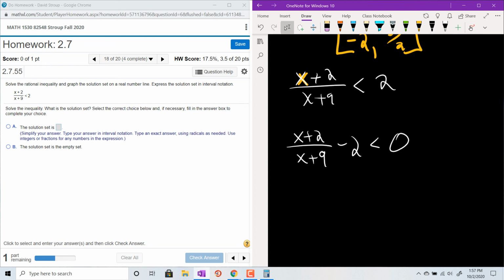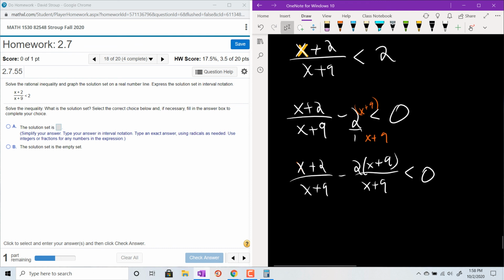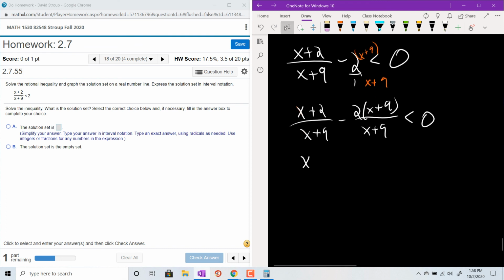Okay, and then I need the common denominator. So 2 is the same as 2 over 1. And then I need to multiply top and bottom by x plus 9. Okay, so I'm going to end up with x plus 2 all over x plus 9 minus 2 times x plus 9 over x plus 9. It's less than 0. That'll be x plus 2 minus 2 times x plus 9 all over x plus 9.